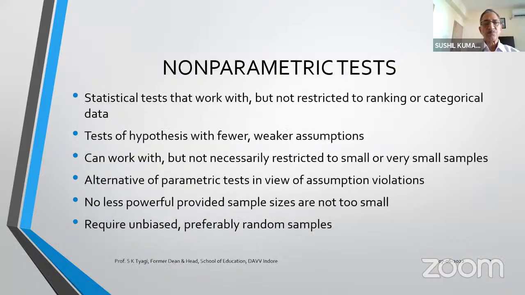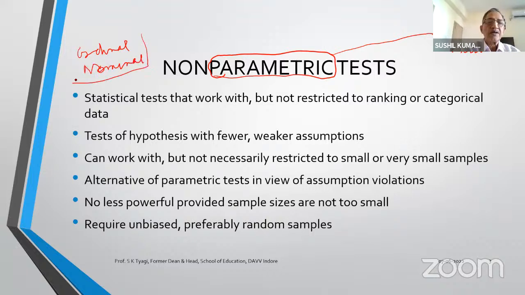Now non-parametric tests are statistical tests that work with, but not restricted to, ranking or categorical data. Parametric tests are statistical tests of hypothesis, and they are used when your data is on interval scale or ratio scale. Interval or ratio scale. They cannot handle data which is on ordinal scale or nominal scale.